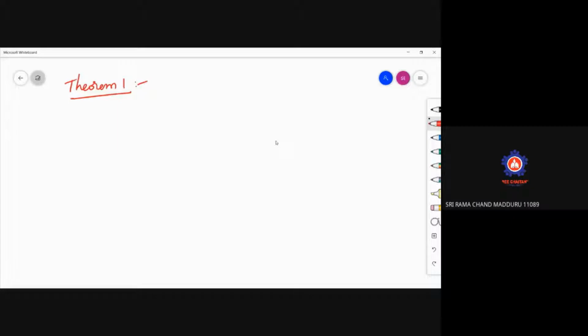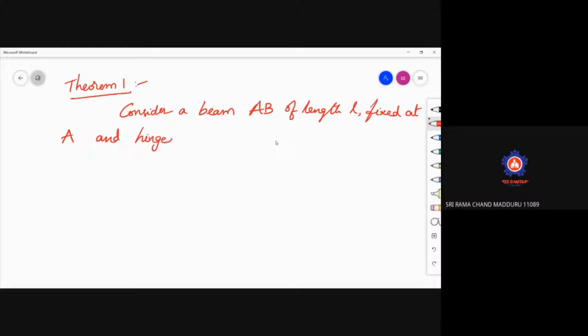Consider a beam AB of length L, fixed at A and hinged at B. That is, you can consider this as a proper cantilever beam.